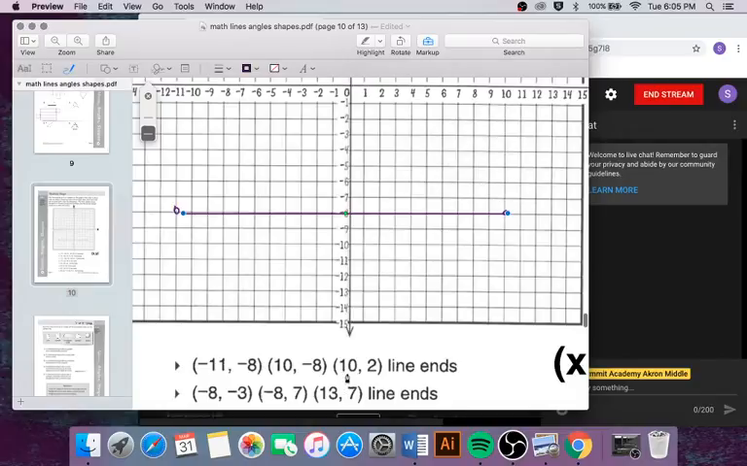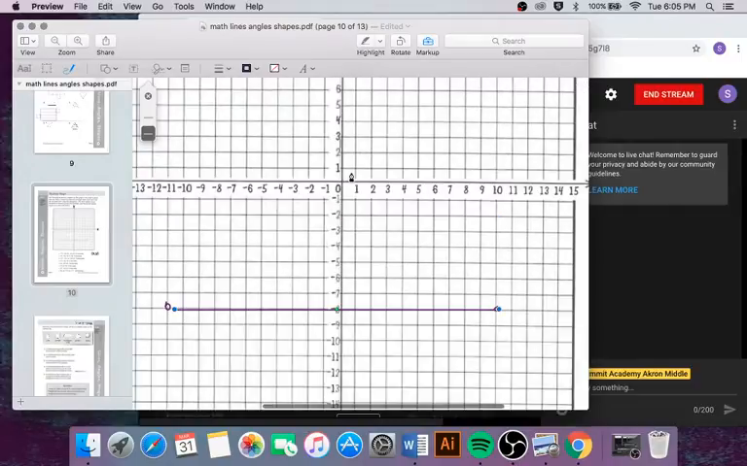Our next number is 10, 2. So we're going to start with our x number and move over 10. And our y number, we're going to go up to 2. And we're going to plot another point. And we're going to connect these by a line.